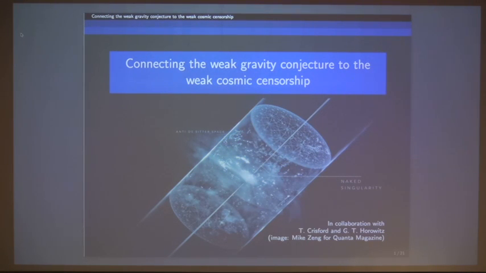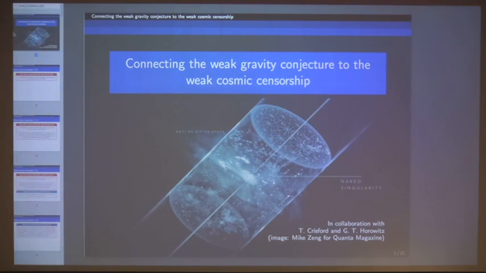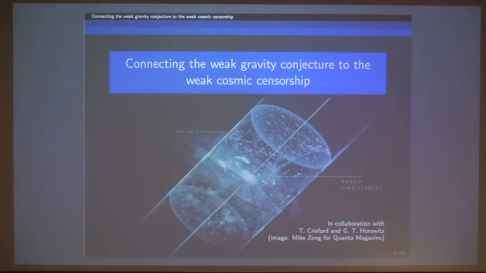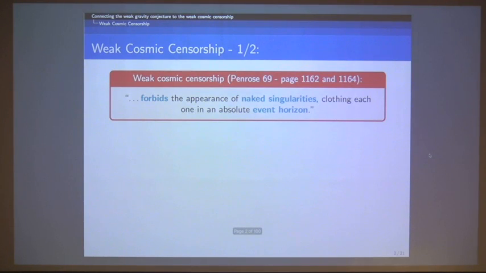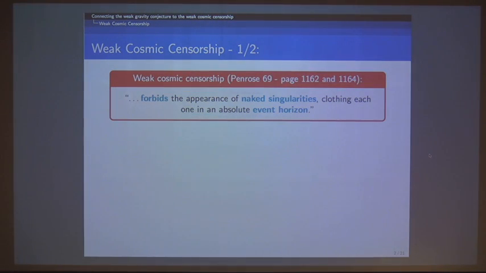So after talking with some of you, I realized that not everybody is familiar with these GR terms: the weak gravity conjecture, the weak cosmic censorship conjecture, the strong cosmic censorship conjecture. It's natural that you're confused, because in GR, we're not very good at giving names. I mean, the weak gravity conjecture is not even related in any way with the strong gravity conjecture. So let me just give you an executive summary of what the weak cosmic censorship conjecture is.